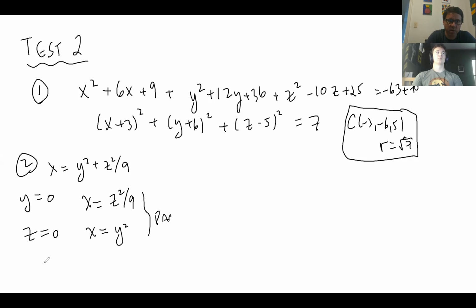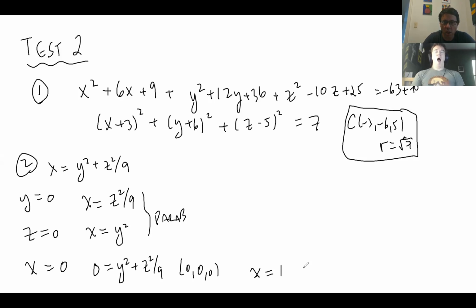And if x is 0, well, the problem with x equals 0 is you get 0 equals y squared plus z squared over 9, which is actually just a point, 0, 0, 0. The only solution to that is 0, 0, 0. So you really wanted to look at the level curve, say when x is equal to 1 or x is equal to 2, because then you get 1 equals y squared plus z squared over 9. And now you start getting ellipses out of this. So it's parabola, parabola, and then ellipse.